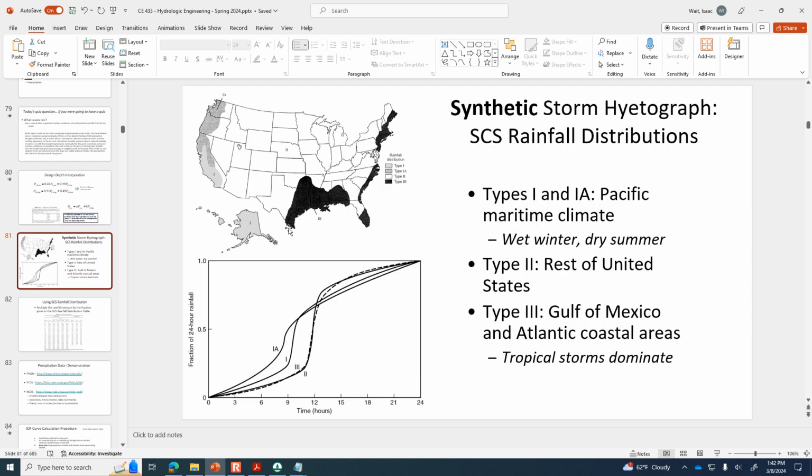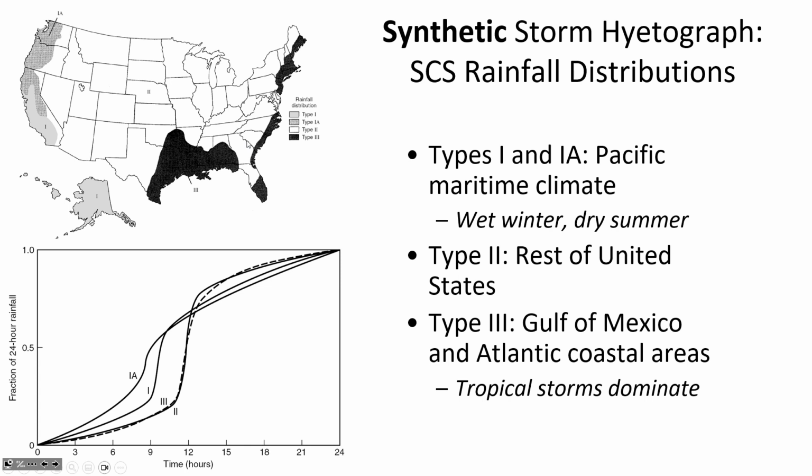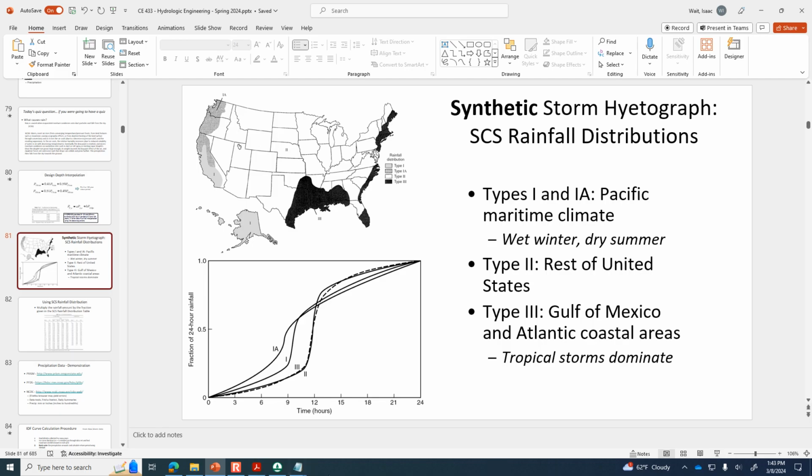Here it is. This is the map that says which zone you're in. So we're type 2. The whole state is in type 2. If we were doing a watershed in the Gulf Coast, then you'd need to switch it to type 3. If you're doing it in the Pacific Northwest, you'd change it to type 1A. But it's taking that 3.62 inches of depth, and it's saying over what time period should it be distributed. So it's going to do a type 2 distribution for this depth.